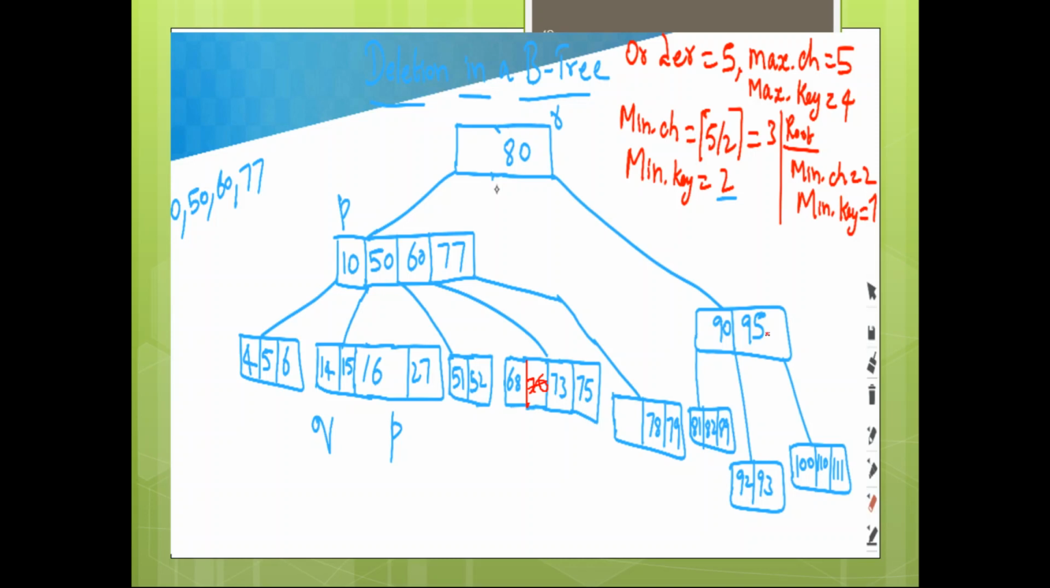95 is not a leaf node, it is a non-leaf node. So how will you delete from a non-leaf node? We have to identify either the in-order predecessor or the in-order successor. Here the in-order predecessor is 93, but if you replace with 93 and delete this 93, then this node will become deficient. So let us see the in-order successor. It is 100. This has 3 keys. So if you replace 95 with 100 and delete this 100 also, this tree still will not be deficient.